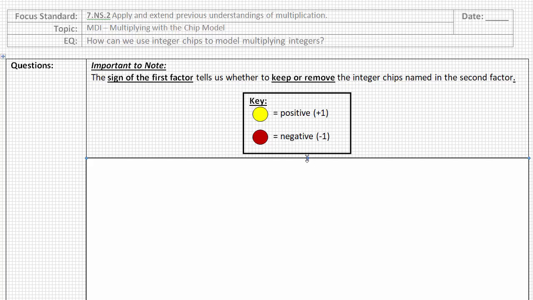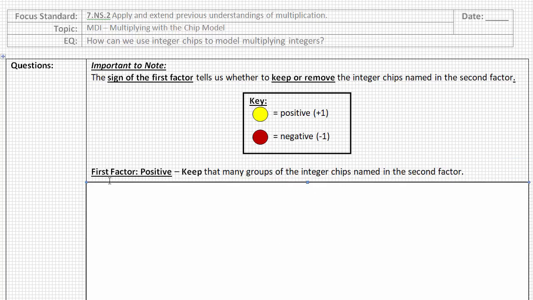We're going to look at two sets of problems. Our first set is going to be where the first factor is a positive number. If the first factor is positive, that means we're going to keep that many groups of the integer chips named in the second factor. Let's look at our first example.